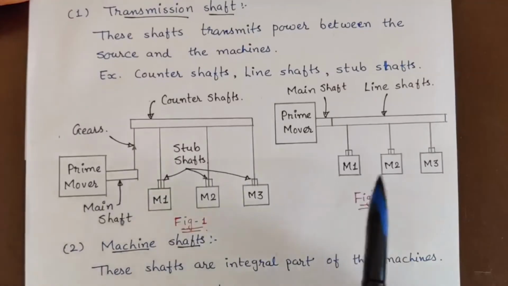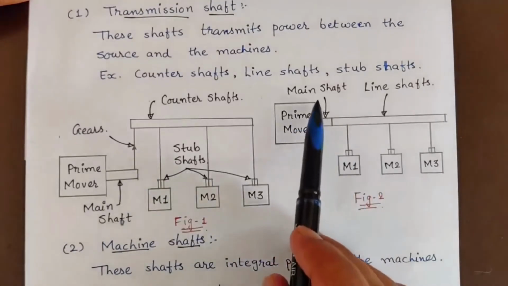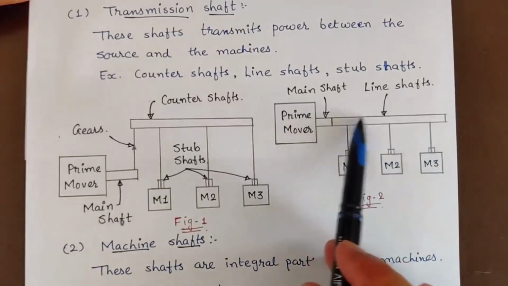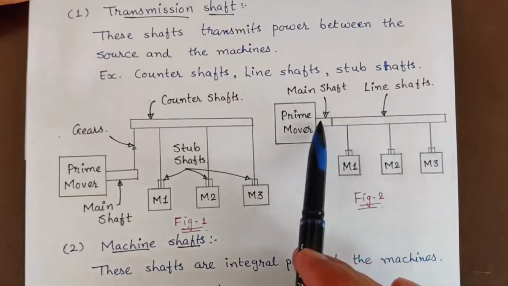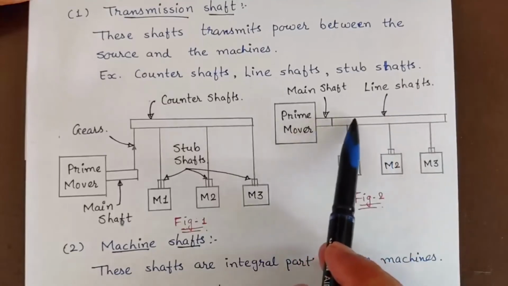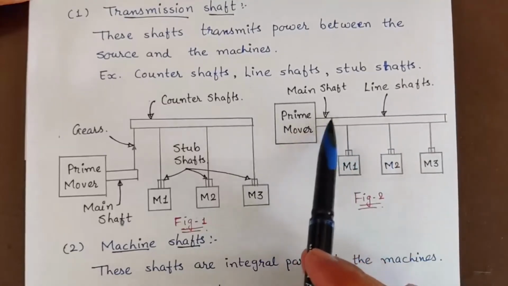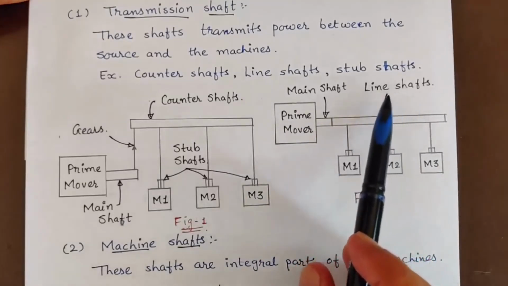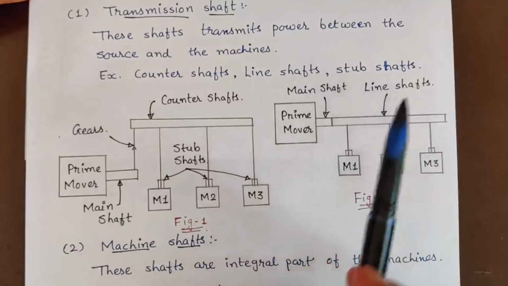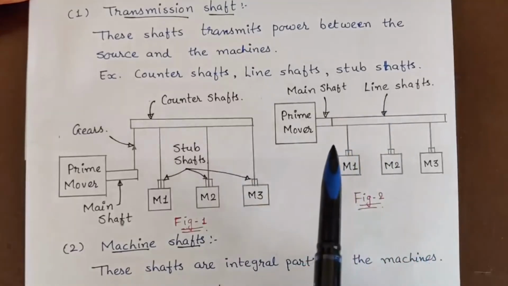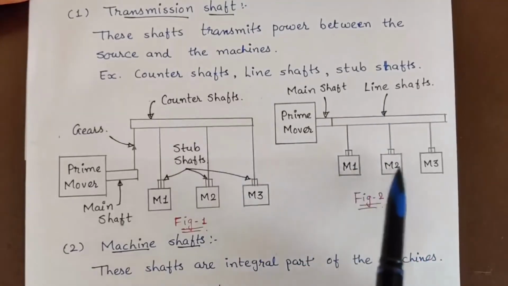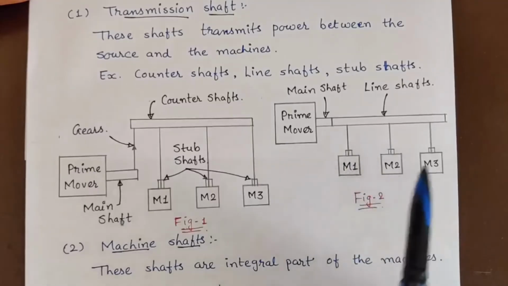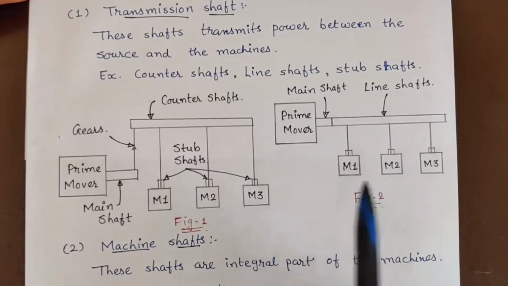Now on the other hand, in the second figure we can see that the main shaft of the prime mover is directly connected with this long shaft. So we can say that this main shaft and this shaft will have the same direction of rotation, and this is known as line shaft. Now line shaft is also responsible for transmitting or distributing power between these three machines. So you can say that these three machines are acting simultaneously.